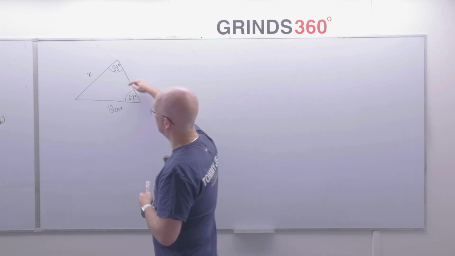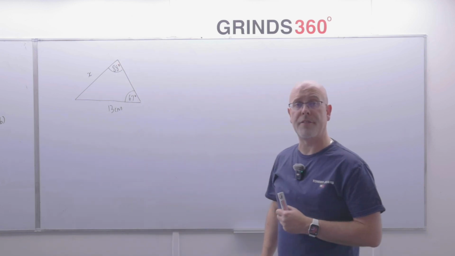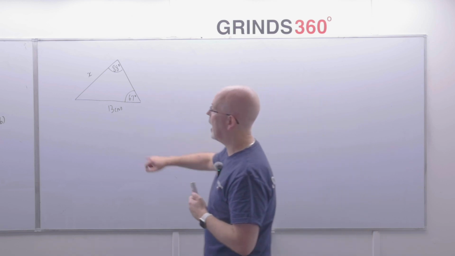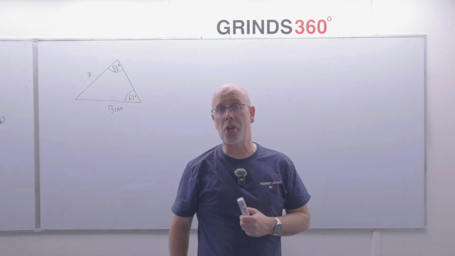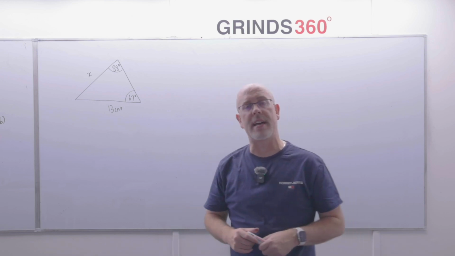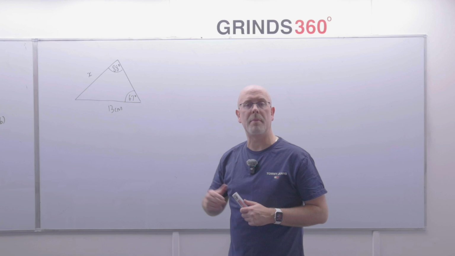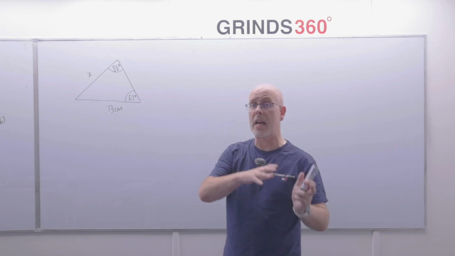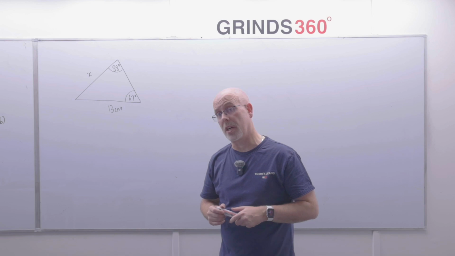If I add those two together, 88 and 67, I get 155. Subtract that from 180, it means the remaining angle there is 25. So I know for sure there's no right angle in there, so I can't use Pythagoras' theorem, and I can't use the sine, cosine, or tan ratios. The only game in town is to use either the sine rule or the cosine rule, because they will work whether the triangle's right-angled or not.